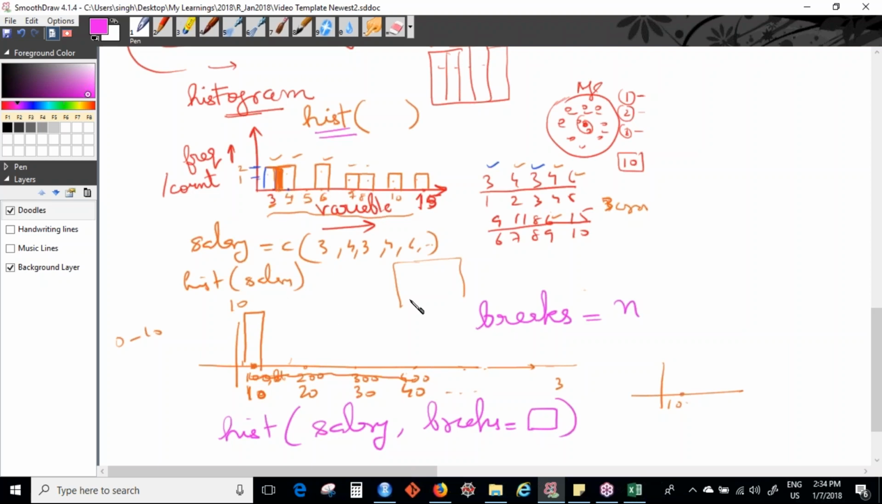Okay, the larger number, if you give 100 here, that means there will be 100 divisions in the data. If you give 10, means there will be only 10 divisions. So you will have these groupings happening. So you can play with that. Okay, you can play around with that.